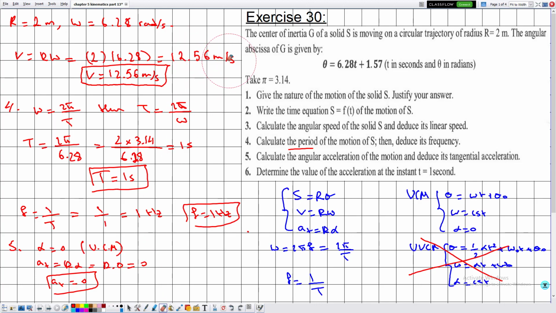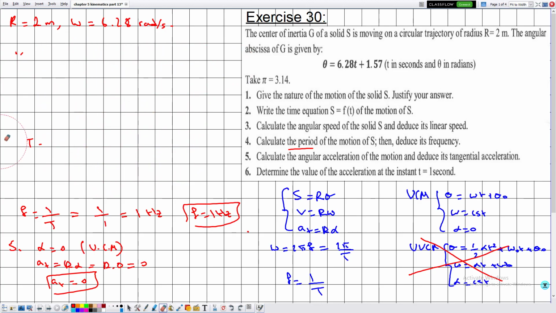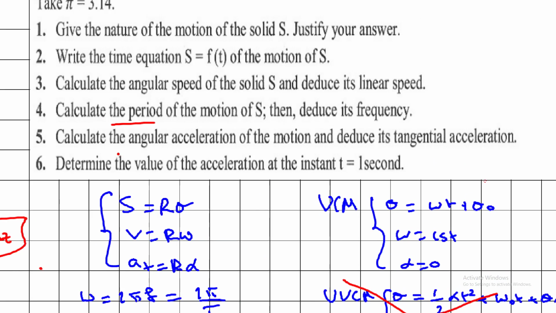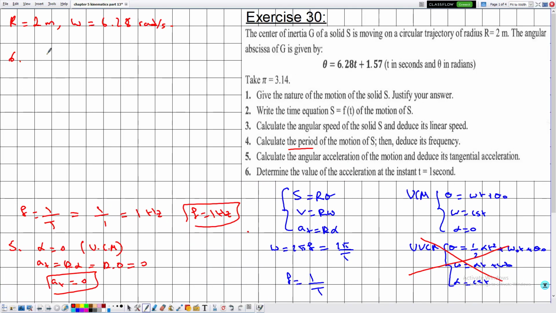Now in number 6, they are telling me determine the value of the acceleration, and by the value they mean the magnitude. So here, because we are in the circular motion, we have the acceleration, and this is the total or linear acceleration. We know that a represented in the Frenet basis is given by an multiplied by the unit vector un plus at multiplied by ut.